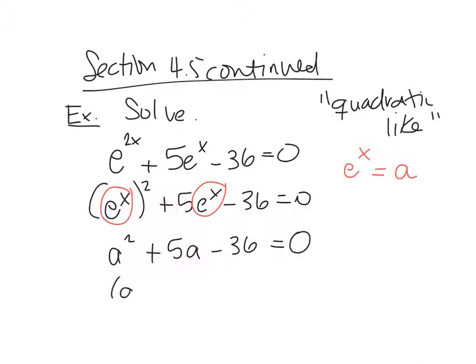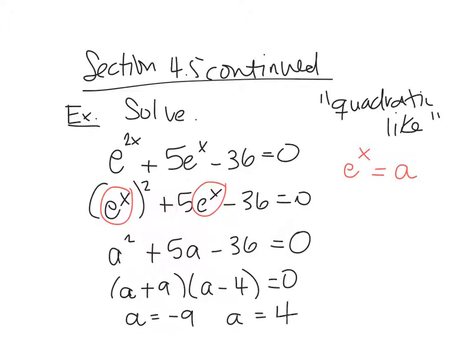Let's see, hopefully I can factor. Let's see, I have 6 and 6, 36 divided by 12, 9 and 4. All right, there we go. So I have (a + 9)(a − 4) = 0. So a equals negative 9 and a equals 4.